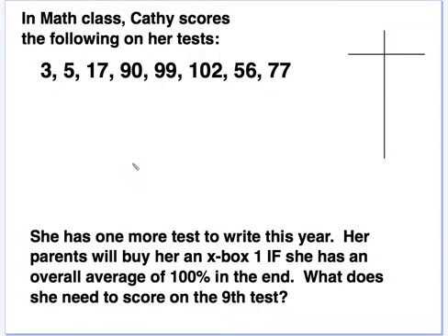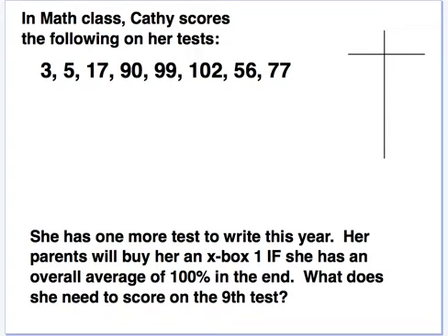But her parents were trying to give a little incentive. She's got one more test to go this year, so there's one more test to be added to this list. She hasn't written it yet. And her parents are going to buy her an Xbox One if she has an overall average of 100% in the end. What does she need to score on the 9th test to get an overall percentage of 100?